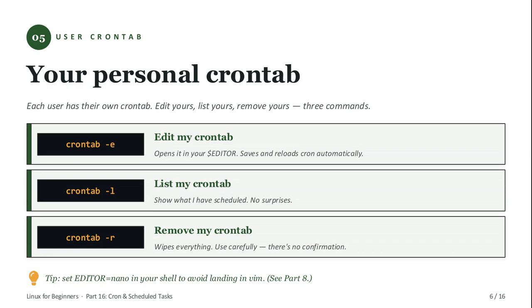Now, where do those patterns actually live? Every user on the system gets their own personal crontab, and you manage it with just 3 commands. crontab -e opens it in your editor and reloads cron automatically when you save. No daemon restart needed. -l prints what you've got scheduled, and -r wipes the whole thing with no confirmation, so treat it like rm -rf. And one quick tip. Export EDITOR=nano in your shell unless you genuinely want to land in Vim.